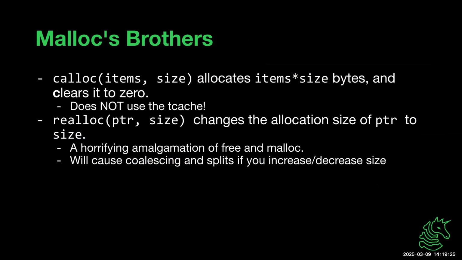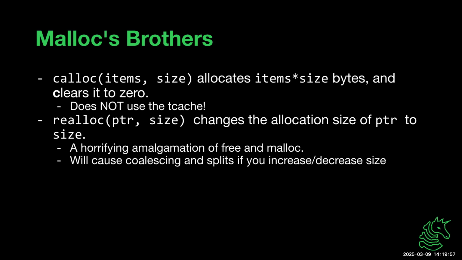The first is calloc, which allocates items times size bytes instead of just passing a number of bytes. It also checks whether items times size overflows, and it also memsets the memory to 0. It does not use the T-cache.